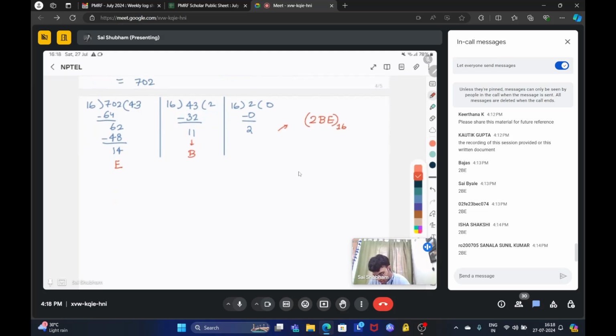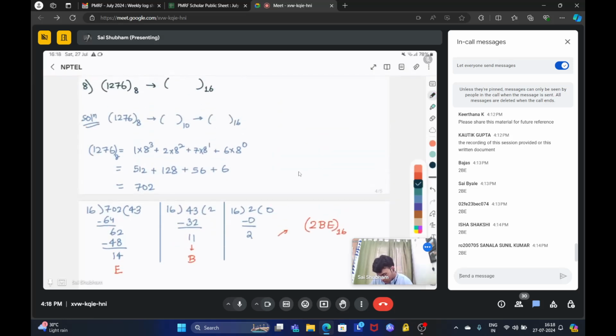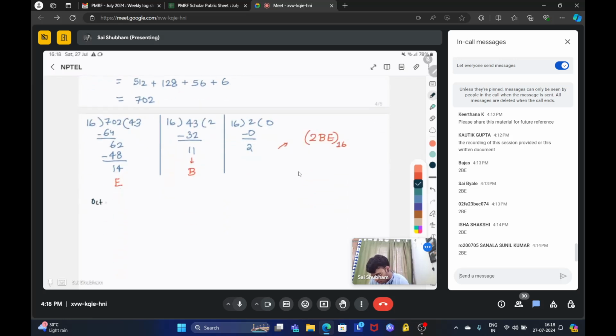Okay. But the thing is that every time you cannot sit here and convert the number. Like if you have to convert octal to hexadecimal, it's not like every time you will convert it to decimal and then convert it to hexadecimal. Okay. An efficient way would be to convert this octal into binary first, and then you can convert into hexadecimal. Okay. So how that works, we will see.